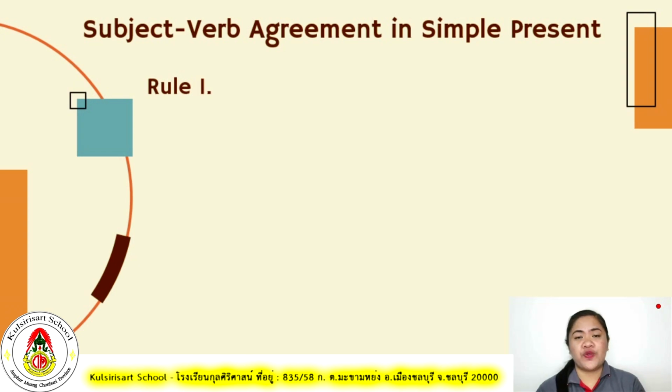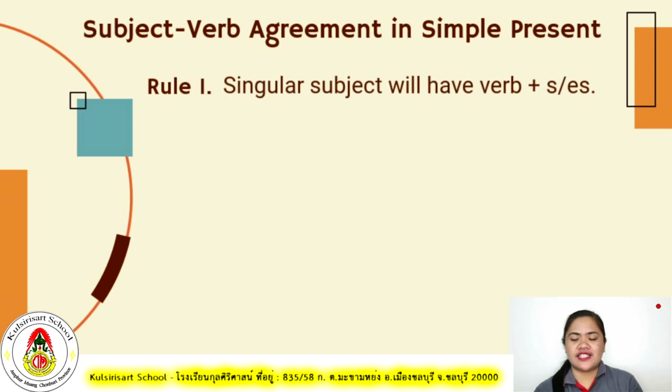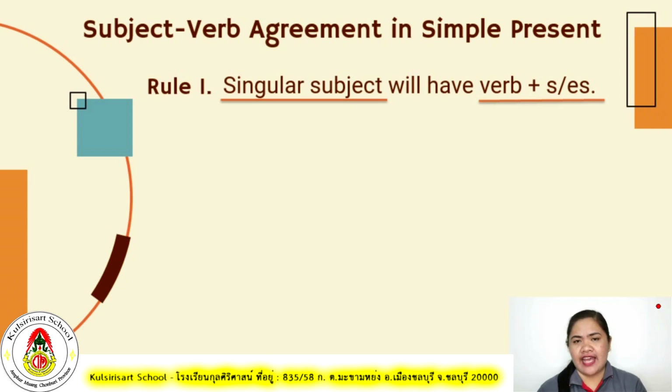So, now we'll have rule number 1 of the subject-verb agreement in the simple present. By the way, class, there are lots of rules when you talk about subject-verb agreement in simple present. But today we will talk about the basic and most commonly applied rules. Rule number 1 says, singular subject will have verb plus s or es. Again, what should be there when there is a singular subject? The verb in the sentence must have s or es.